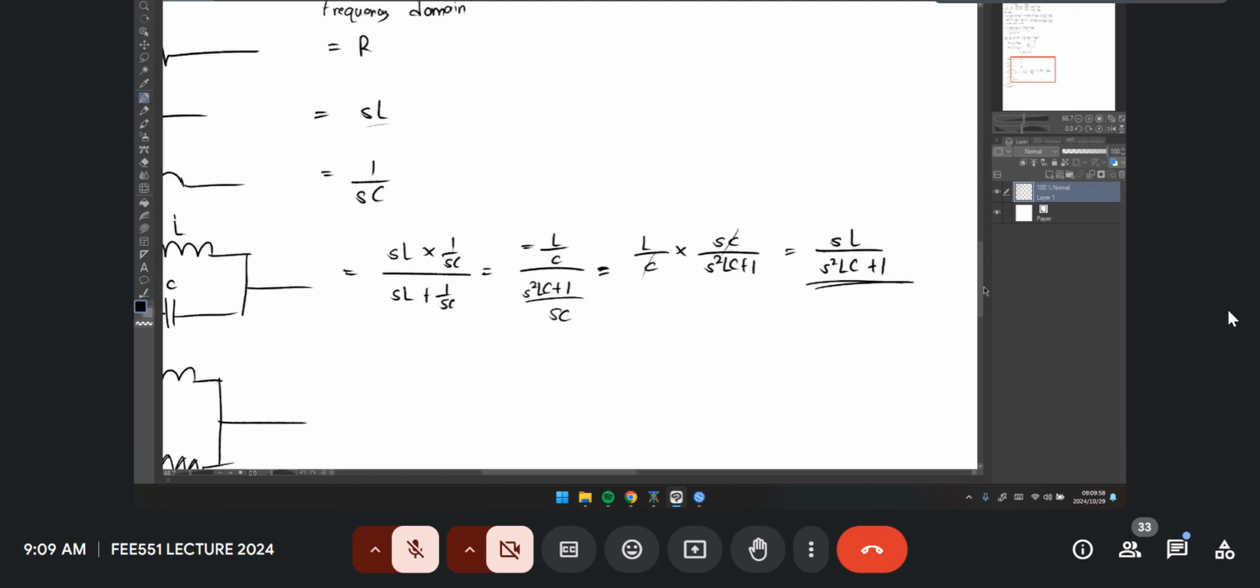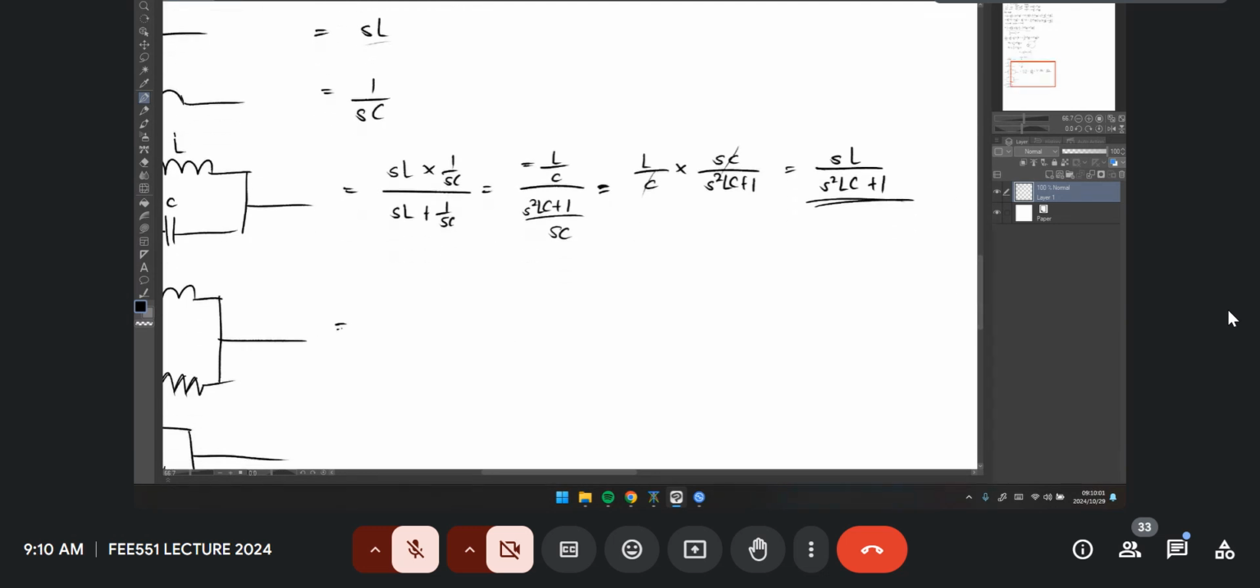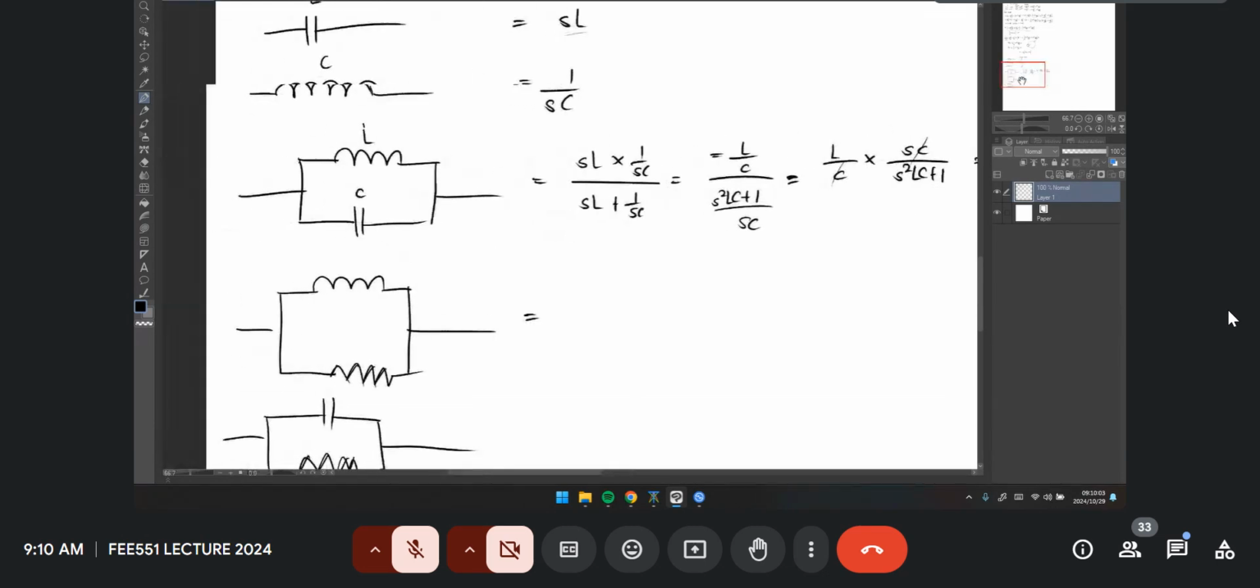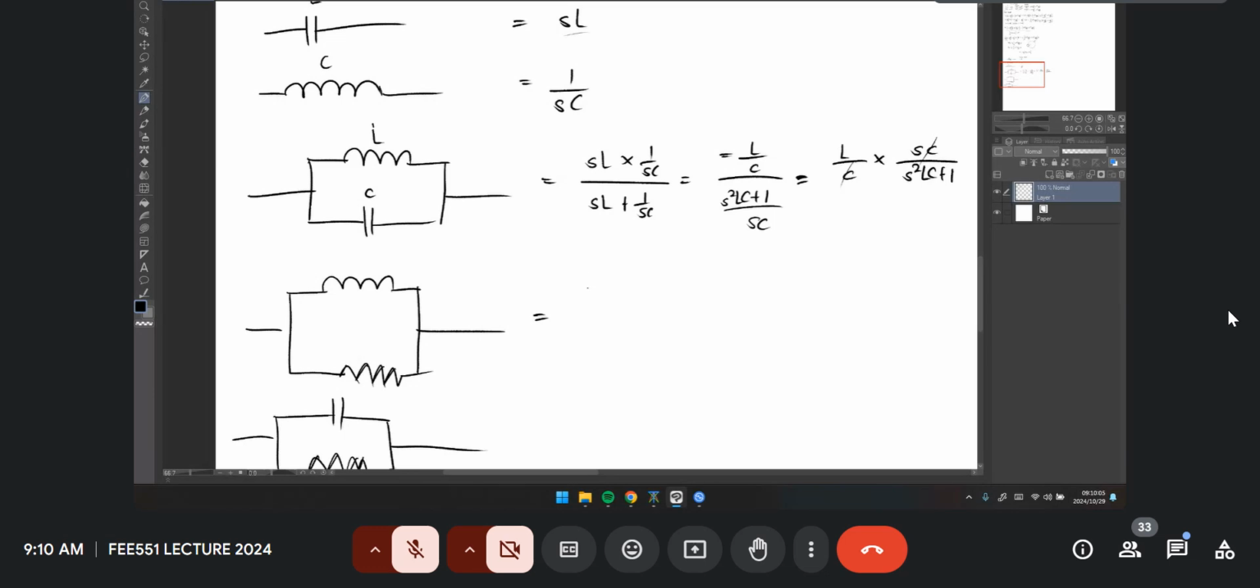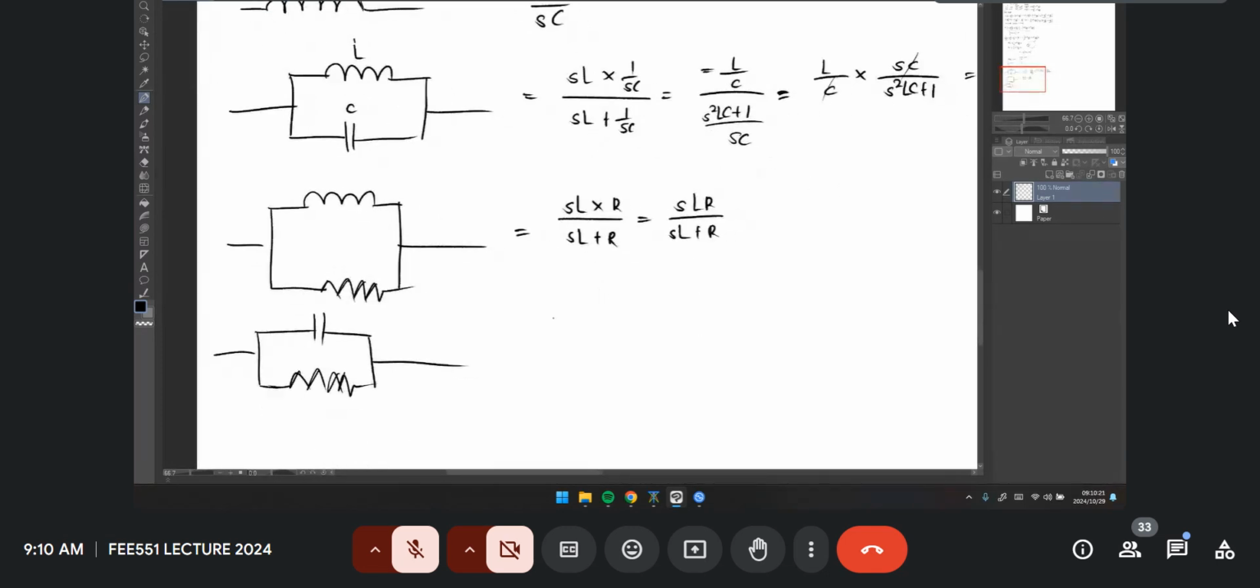We can do the same for this one here. This is sL times R over sL plus R. This is sLR over sL plus R. And then for the final one, 1 over sC times R over 1 over sC.